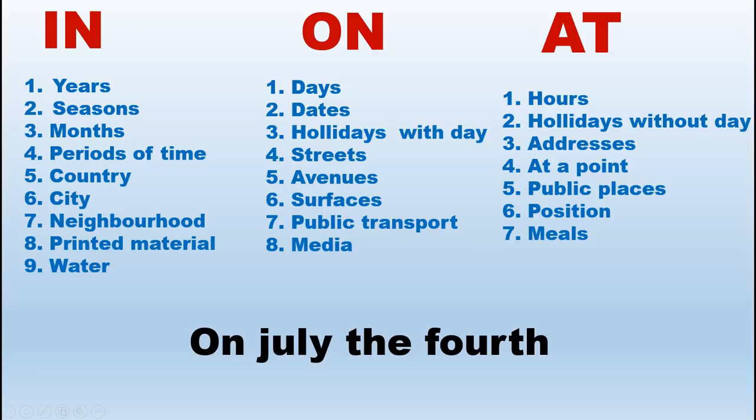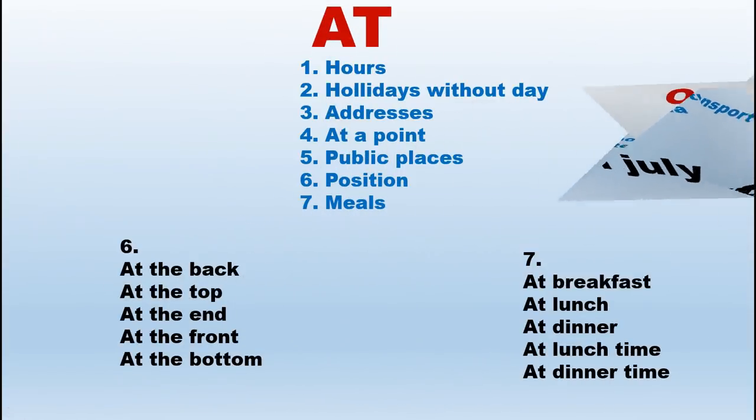Ahora también algo que quiero ampliar aquí es la preposición at, el punto número 6 y número 7. ¿A qué me refiero con ello? Bueno, position me refiero a que cuando nosotros describimos posición con respecto a un objeto, con respecto a algo, vamos a utilizar at. Ejemplo, at the back, hacia atrás; at the top, en la parte de arriba; at the end, al final; at the front, en el frente; at the bottom, en la parte de abajo.